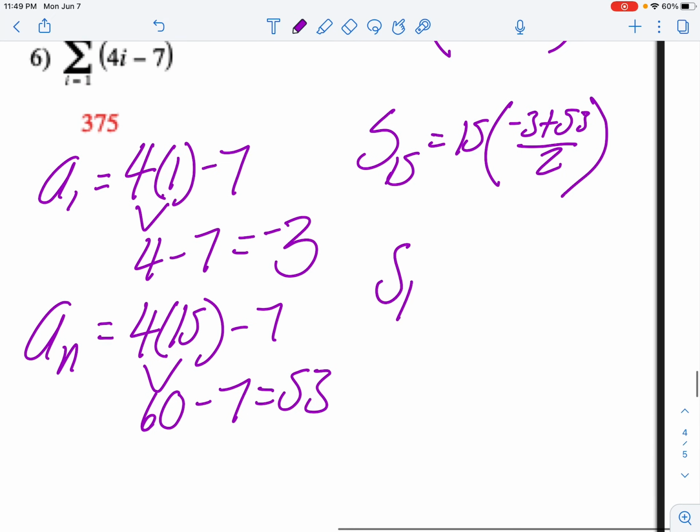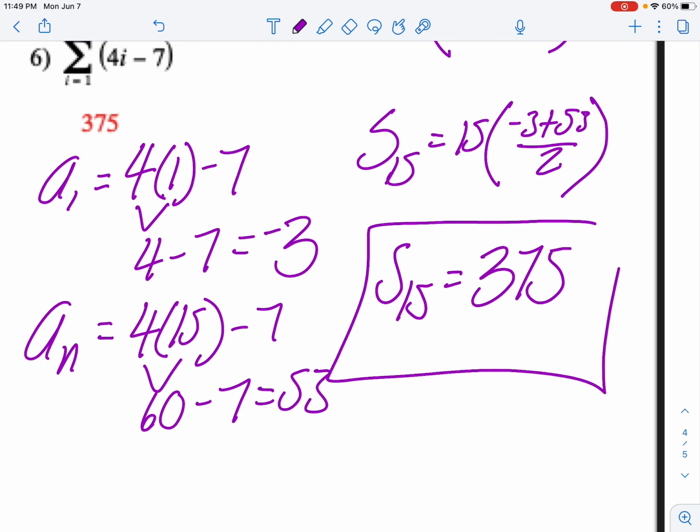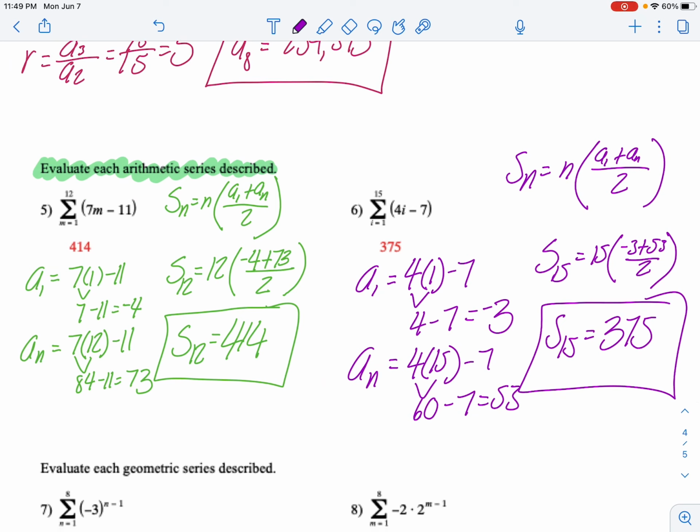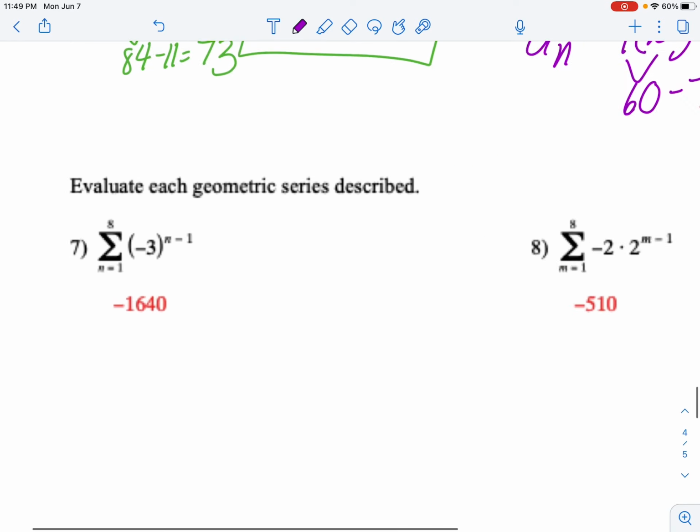Look at that. So the sum of the first 15 numbers of this series is 375. There you go. That is our 5 and 6. Okay. Last two, kiddos.